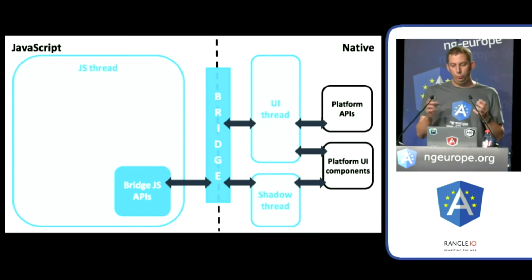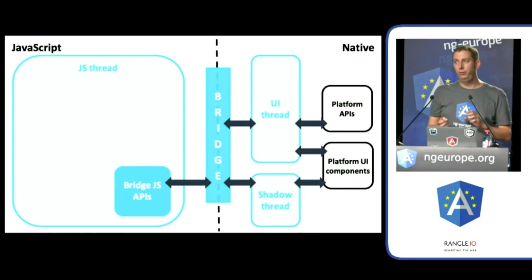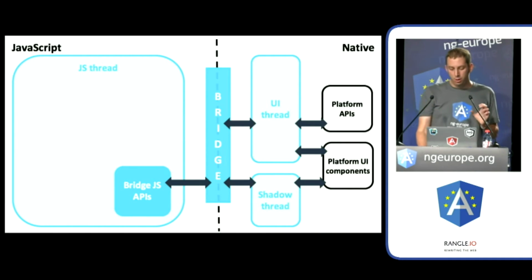And so those 2 sides communicate thanks to a bridge. Which means that on the JavaScript side, you've got some APIs that you can use. From JavaScript, you can access the platform APIs and the platform components. And so if you know how to use this kind of low-level APIs, then you can build a native application with React Native with just some basic JavaScript.